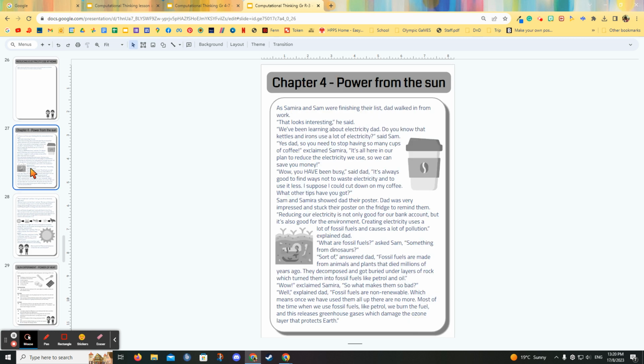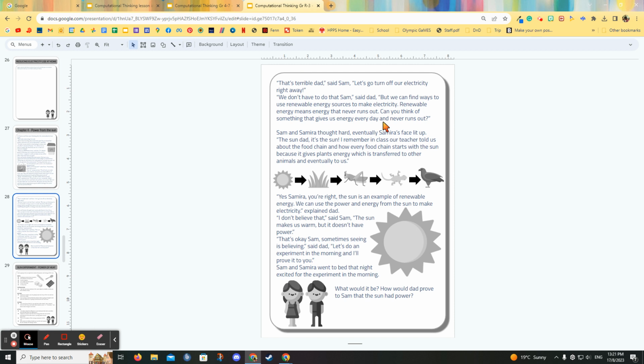The next chapter starts to look at alternative sources of power. So there's different types of power, and this is something that learners learn in the older grades, but you can touch on it here in the foundation phase, looking at the difference between sources of power that use fossil fuels and renewable sources of energy like wind and sun.